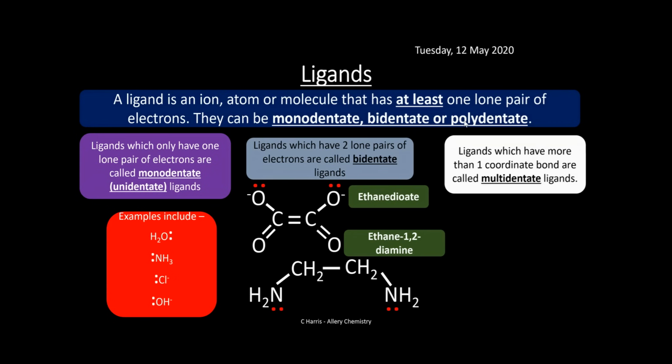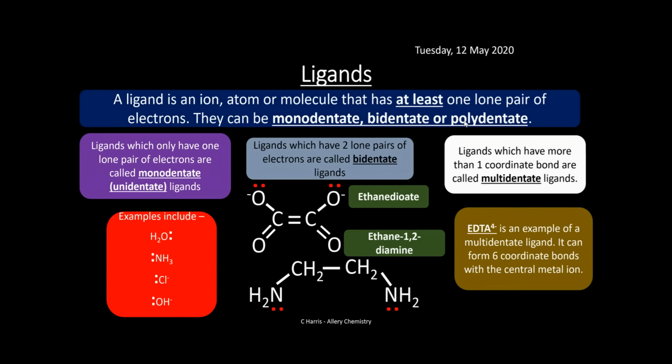Ligands which have more than one coordinate bond are called multidentate ligands. No surprise, multi meaning more than one. A classic example is EDTA 4-, and you'll also see heme later on for haemoglobin. But EDTA 4- is an example of a multidentate ligand. It can bond 6 times, so it's quite a monstrous ligand, and it forms 6 coordinate bonds with the central metal ion in the middle.